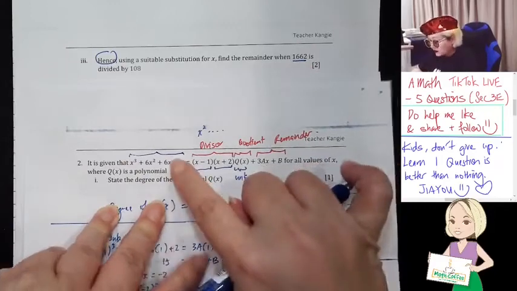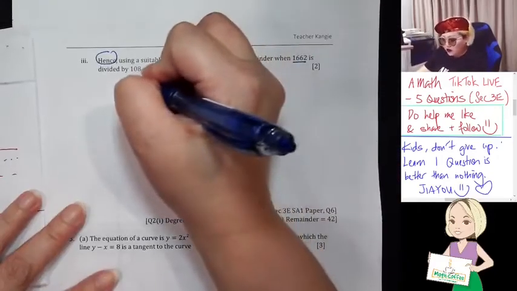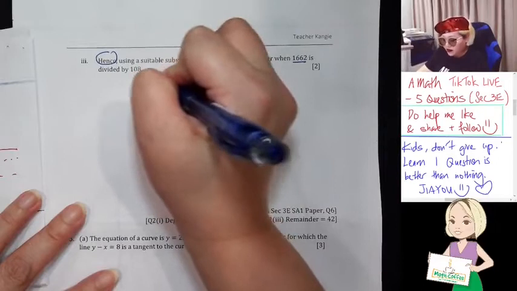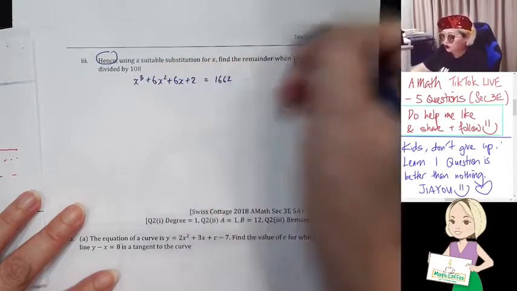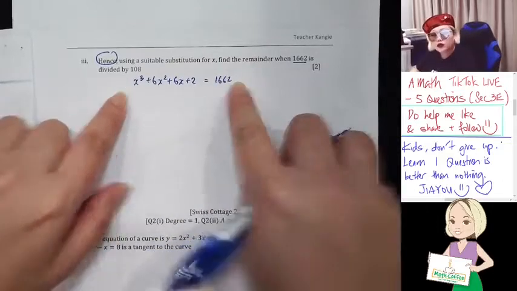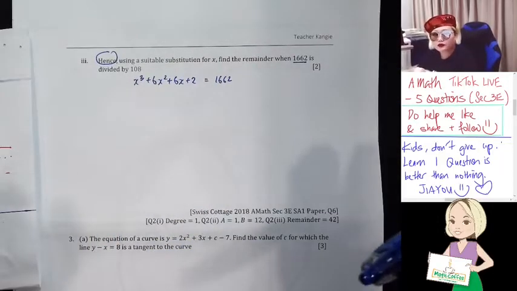So with this, I'm going to see that, okay, x cubed plus 6x squared plus 6x plus 2 is equals to 1662. So from here, I'm going to find out what is my x, understand?